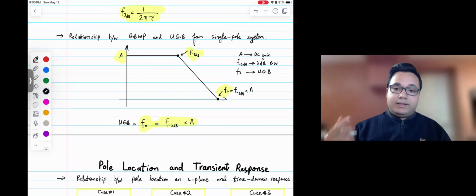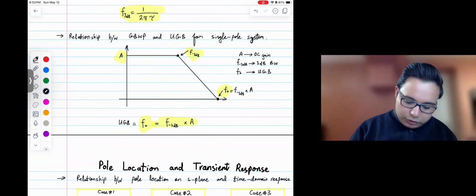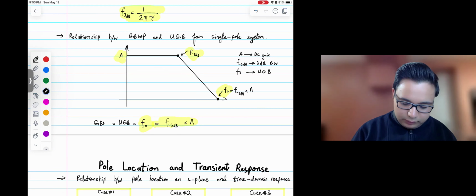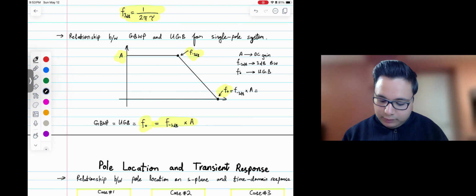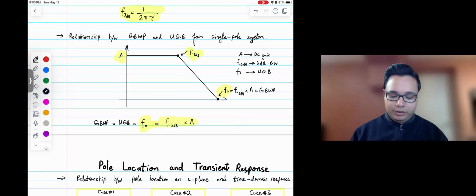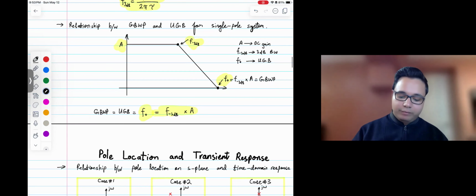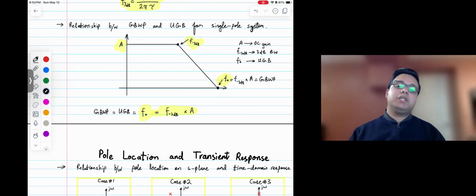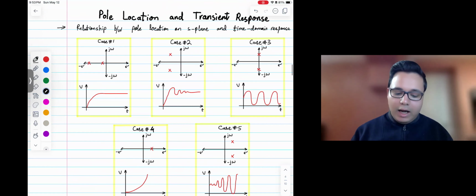Now, in a single pole system, this would also be equal to the gain bandwidth product. So that's the relationship between gain bandwidth product and unity gain bandwidth. Basically, they're equal in a single pole system, and they can be found by multiplying the 3 dB frequency by the DC gain. Okay, moving on.